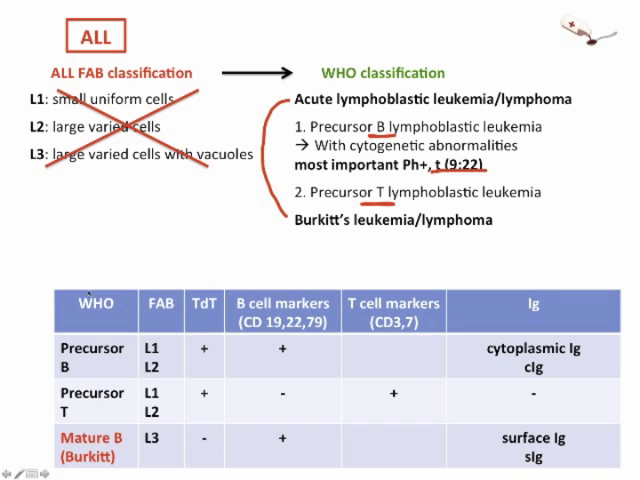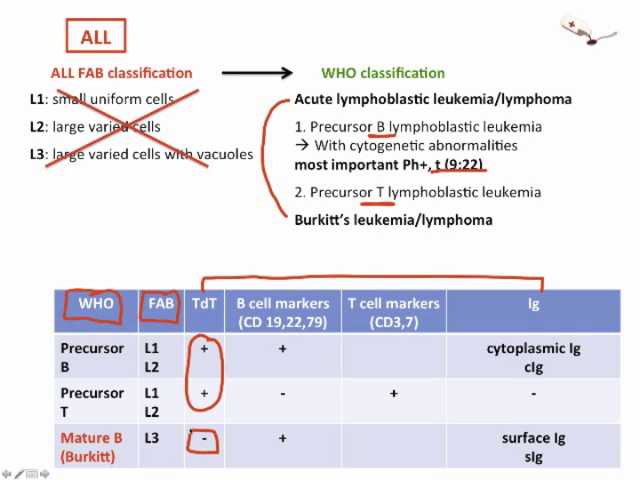Okay, so here's a table with the WHO classes, the FAB classes, and certain markers that actually help you sort out whether this is precursor B, T, or mature leukemia. To note is that in all precursor leukemias, TdT is positive in precursors, but negative in mature or Burkitt's leukemia. And the reason is that TdT is heavily involved in the recombination of immunoglobulins, so it's mainly in early forms of leukemic cells.